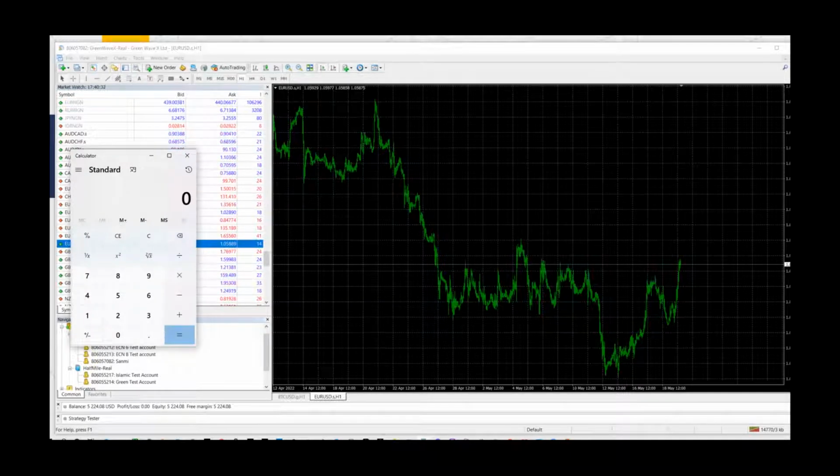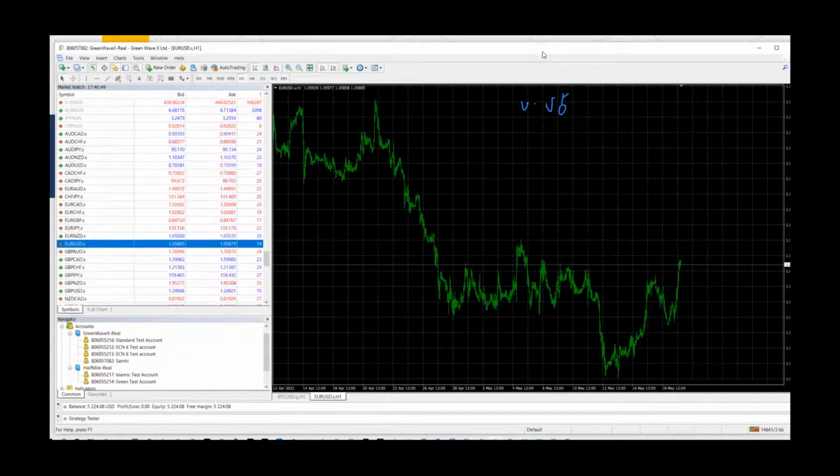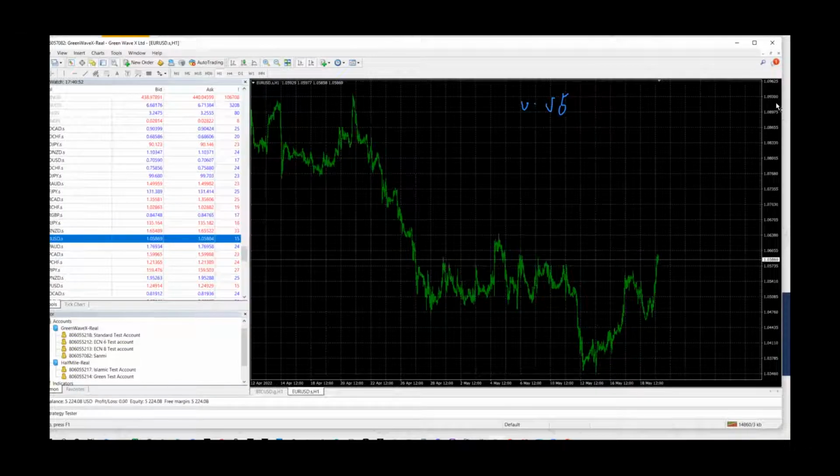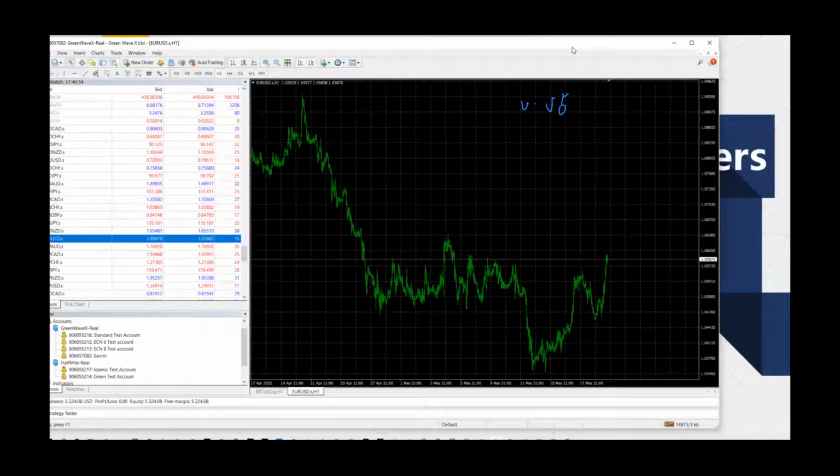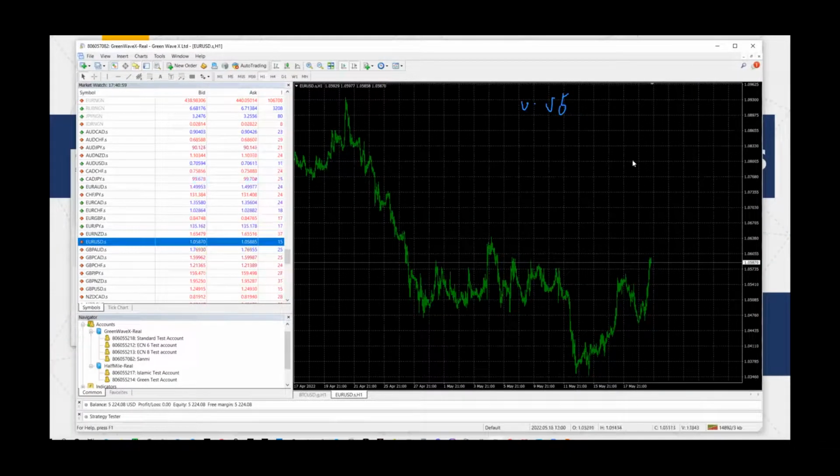So let's say I want to open 0.05 lot of Euro US dollar. So remember what we said we are going to need. We're going to need some information. The first thing we're going to need is the size of the trade.